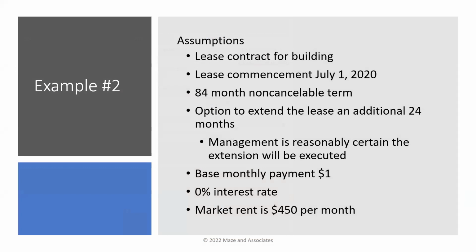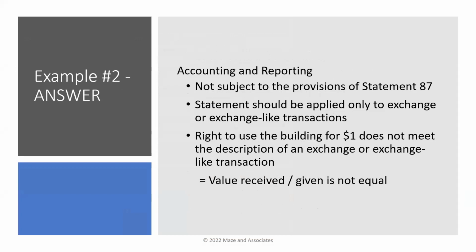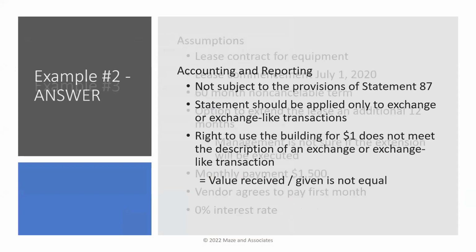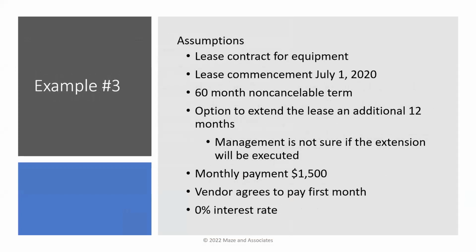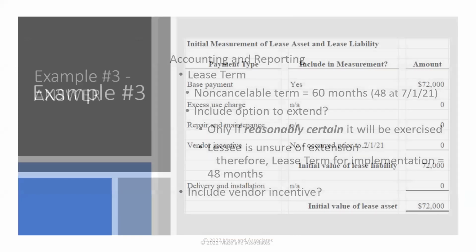Example 2, this is the easy one. This is the dollar. I'm going to skip to the answer on this one. The base monthly payment for this lease, it doesn't matter about all those terms, the monthly payment is $1. Market rent is $450. It's not an exchange or exchange-like transaction. So skipping to the answer, no, it's not subject to 87. The value received and given is not equal. Then I'm going to skip ahead here.